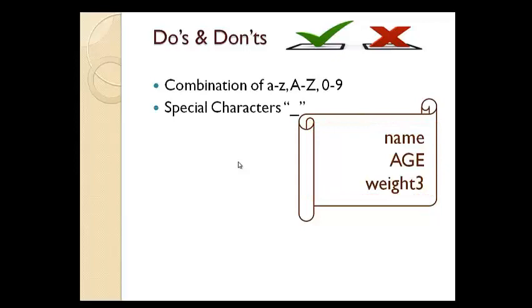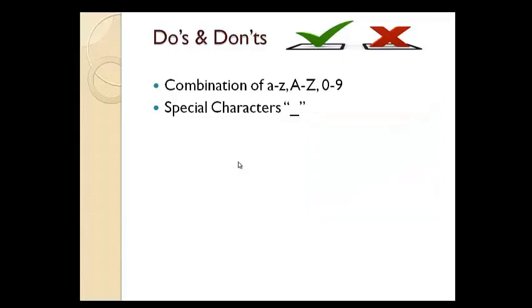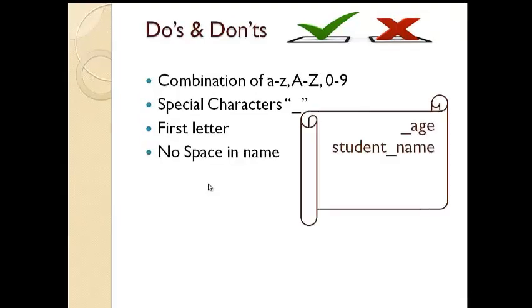Among the special characters, only underscore is accepted to be part of a variable name; other characters are not accepted. While naming the variable, the first letter should be an alphabet or an underscore, but numbers cannot be in the first position. You cannot leave space in the variable name.